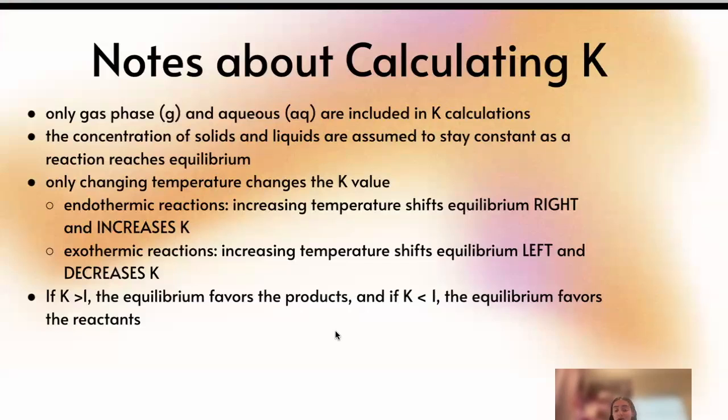This is also having to do with the ratios. If you have a greater numerator than denominator, your equilibrium is going more towards the products and favoring that side, and the reverse is true.